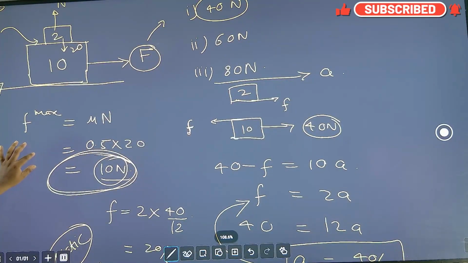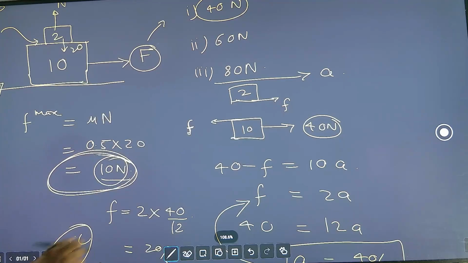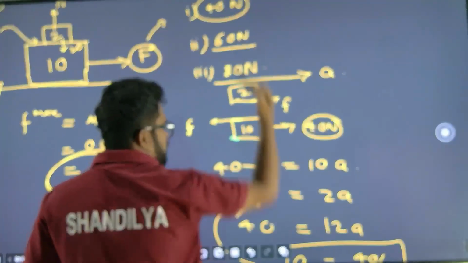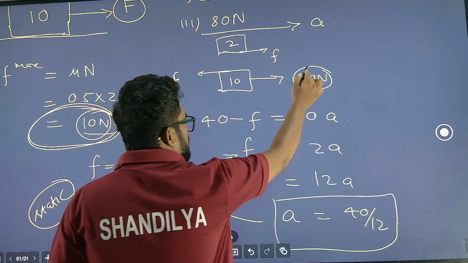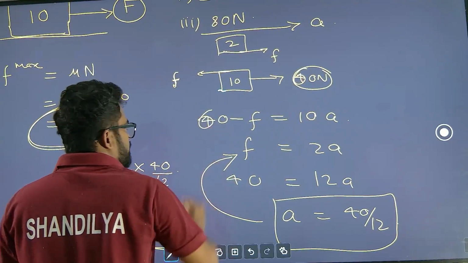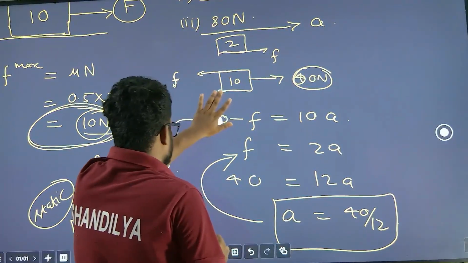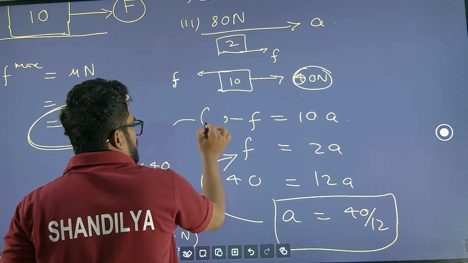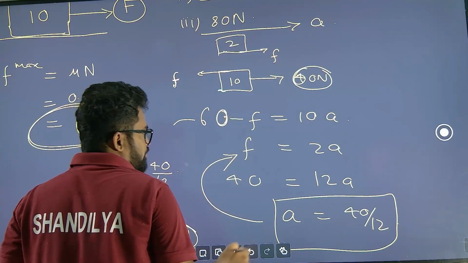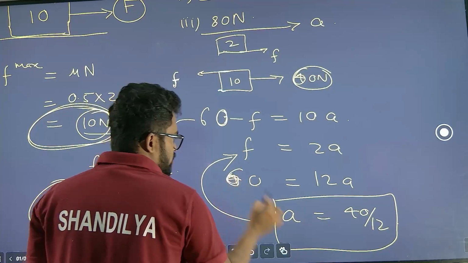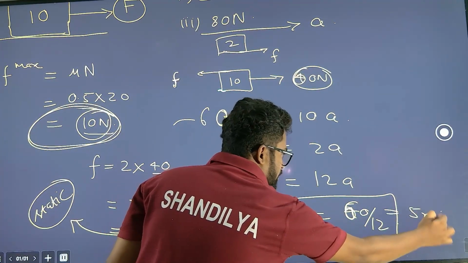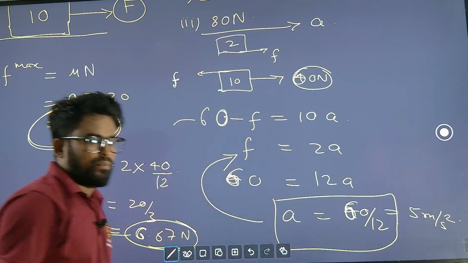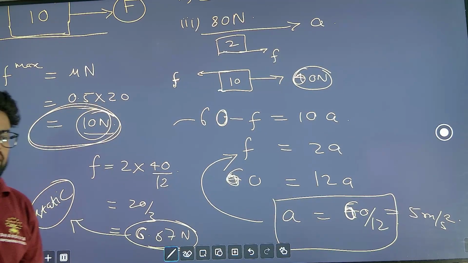In the second case, what we are doing now is the force becomes 60 Newton. So what would change? This force is 60. So we'll make this amendment here. It would become 60 minus F. So that one also becomes 60. So acceleration would be 60 by 12, that is 5 meter per second square. Got it? So the second case acceleration is how much?